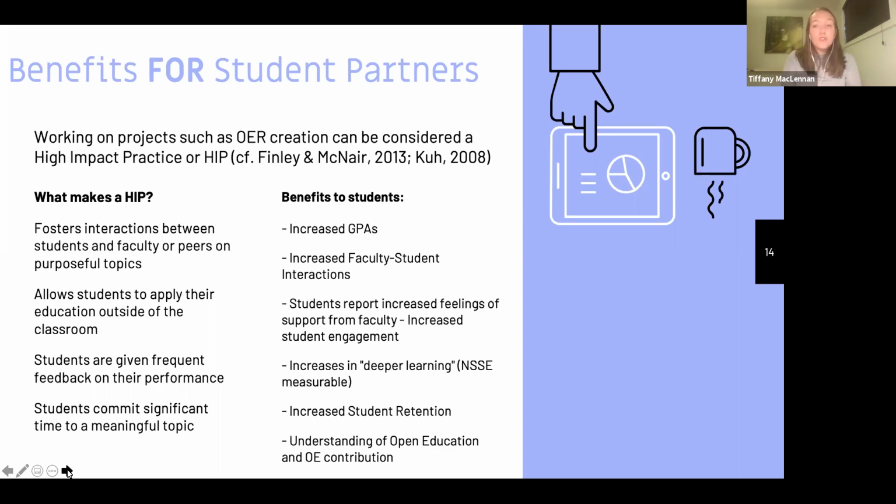And then from a student side, and having worked through some of these myself, but these ones are backed by literature as well, students often see increased GPAs, increased faculty-student interactions. If you use NSSE on your campus, which you likely do, there's an increase in deeper learning, which they coin as a big one. I'm not too deep into the NSSE data myself to really know, but increased student retention and understanding of open education and open education contributions.